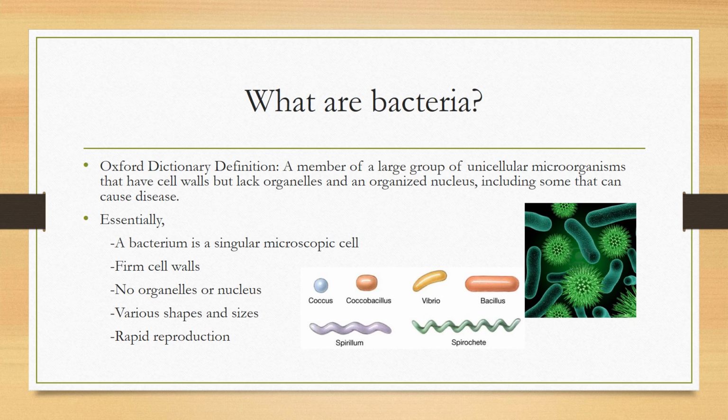It has firm cell walls, no organelles or nucleus, and various shapes and sizes, such as those seen in the image to the side. The coccus, Coccobacillus, Vibrio, bacillus, Spirillum, Spirochete. And they are rapid in reproduction because they're very, very tiny, and that's just the way that they work. That other image seen to the side is an example of different kinds of bacteria.